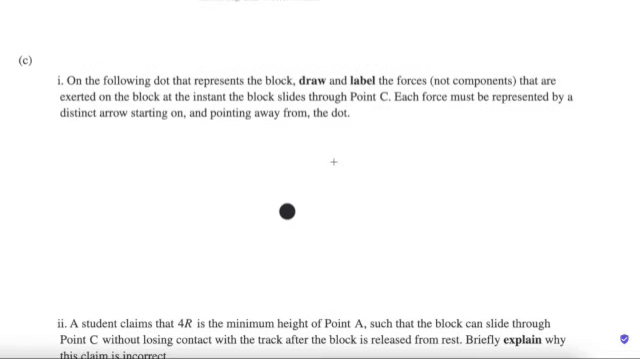Okay, now we have this question. Part C. On the following dot, which represents the block, draw and label the forces, and not components, a pretty important part, that are exerted on the block at the instant the block slides through point C. Each force must be represented by a distinct arrow starting on and pointing away from the dot. So this is basically a force diagram that we're going to do here.